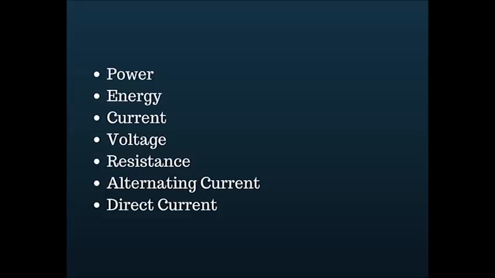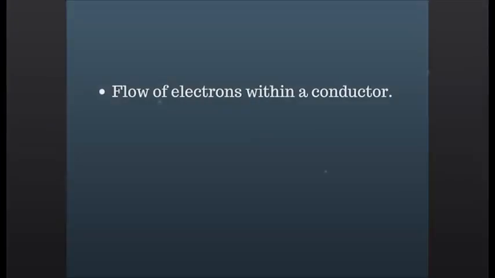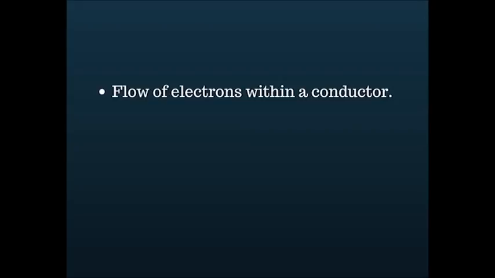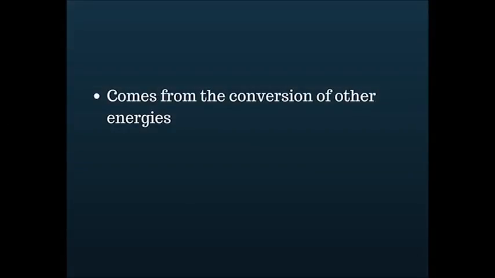Electrical energy supposes the flow of electrons within a conductor. Energy can be understood as the capacity of doing work. Electrical energy is not created. It comes from the conversion of other energies. A generator, for example, converts mechanical energy into electrical energy. A battery converts chemical energy into electrical energy.